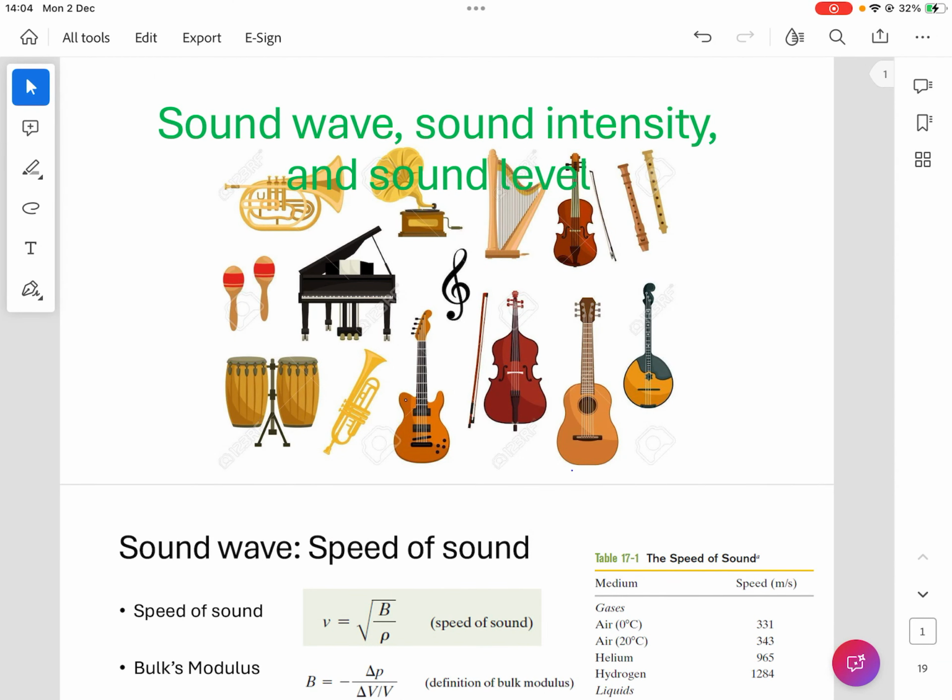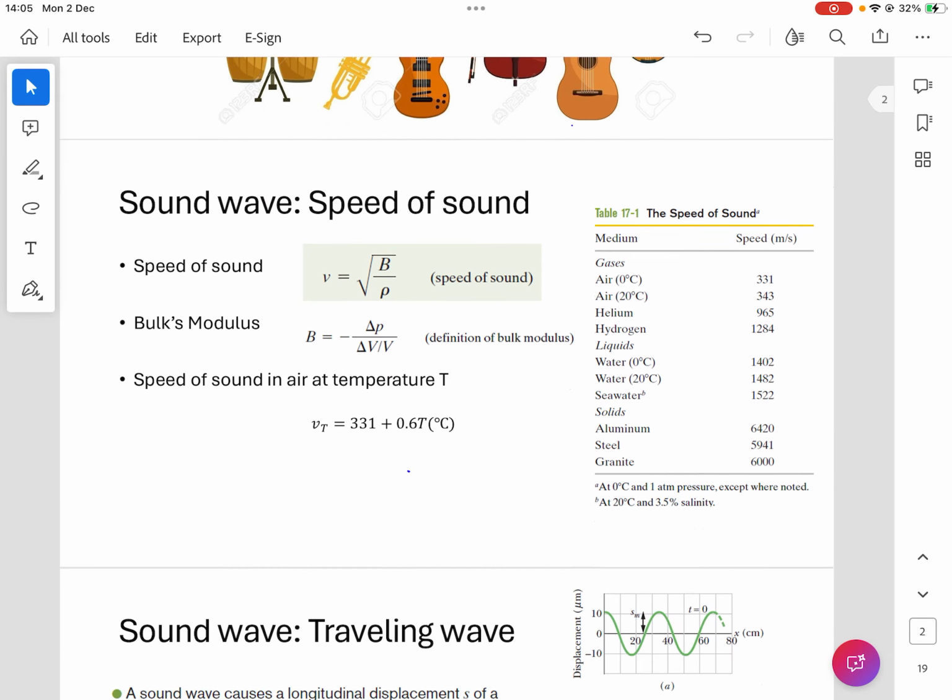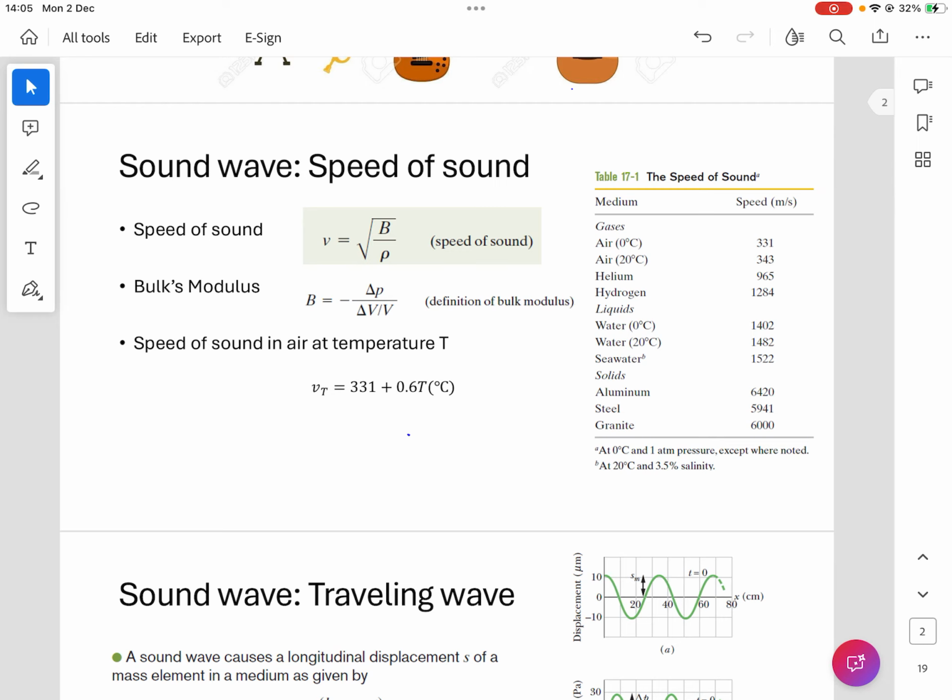In this chapter, we're going to talk about sound wave. Actually, this is not the first time I talk about sound wave, right? Because in the previous chapter, we actually talked about some properties of the sound wave already. That is the resonance and standing wave created by sound wave in open and closed tubes, right? But then we're going to talk about common properties of the sound wave in this chapter, like speed of sound, sound intensity, and sound level.